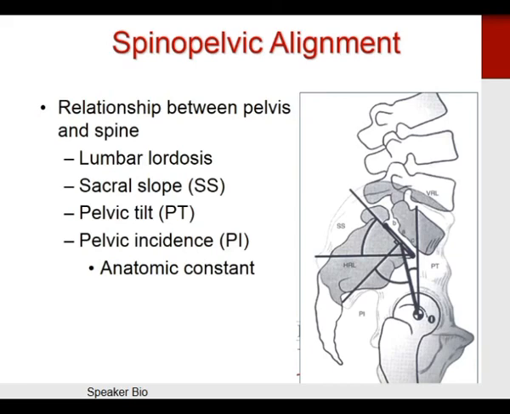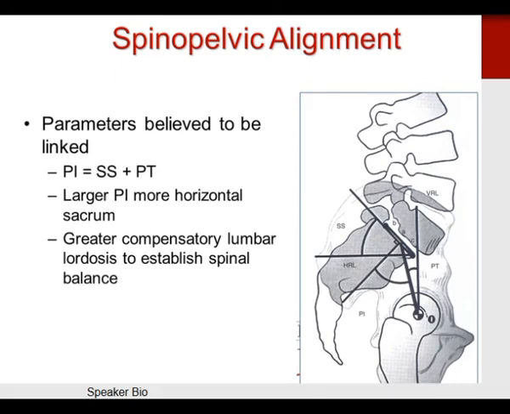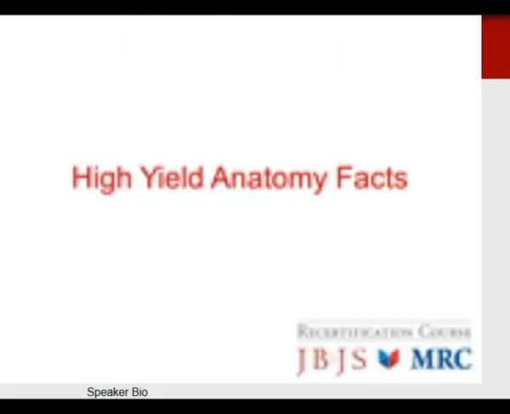Spinopelvic alignment. It's important to identify the relationship between the pelvis and the spine. The number that is most often quoted now is the pelvic incidence. This is an anatomic constant. It's defined from the center of the femoral head to the middle of the sacrum and a perpendicular down. This is related to the lumbar lordosis by 10 degrees. The greater the pelvic incidence, the larger the lumbar lordosis that you need in order to maintain sagittal alignment. Remember also that the pelvic incidence is equal to the sacral slope plus the pelvic tilt. The larger the PI, the more horizontal the sacrum, and the greater the lumbar lordosis.